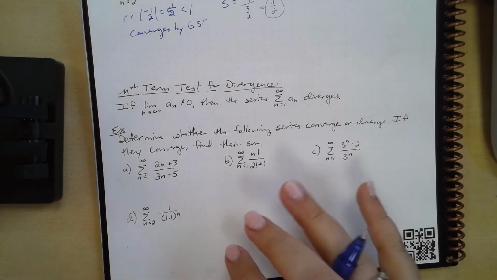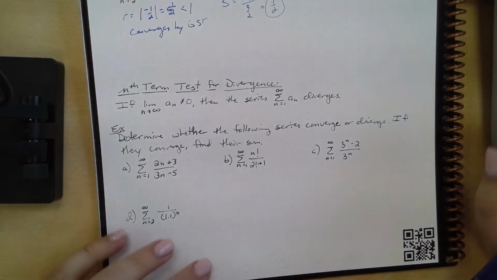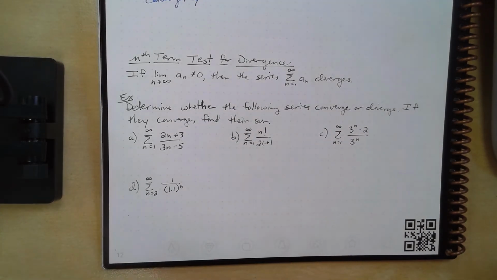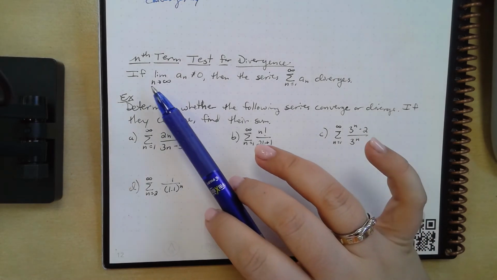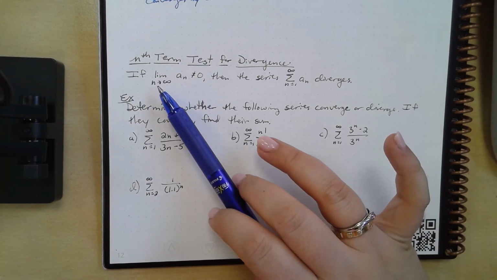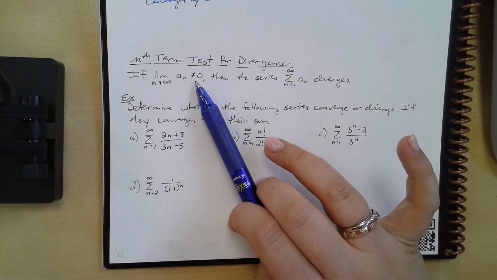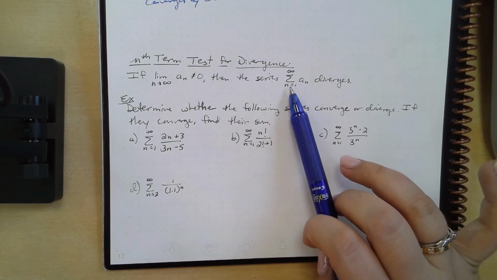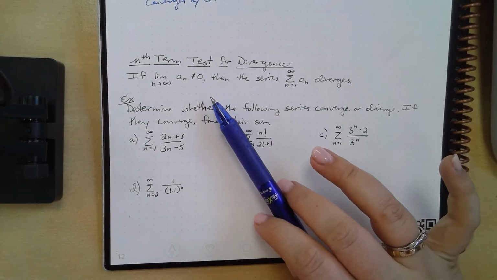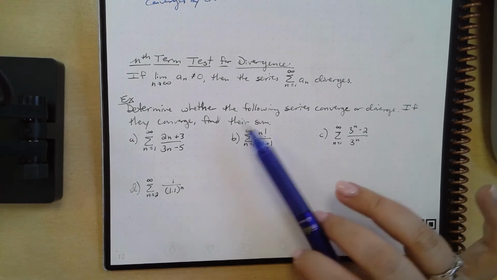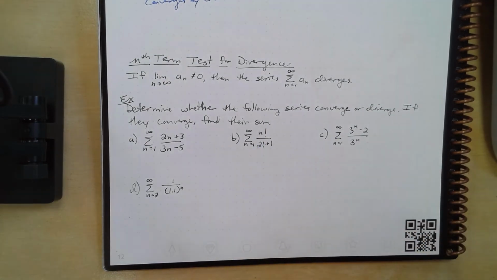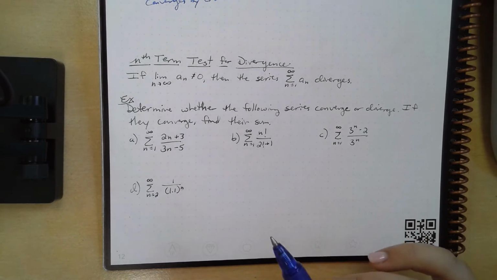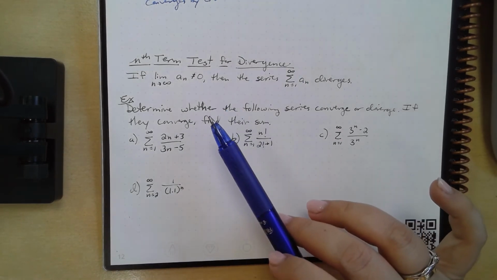Okay? So we have another test for testing series, but this test only determines whether or not the series diverges. And this particular test is a good test to do first when you're looking at your series, because it's pretty simple. If the limit as n approaches infinity of a sub n does not equal 0, then the series diverges. So we have to determine if they converge or diverge. If they converge, then we should find their sum. Well, we can only test with the nth term test if it diverges or not.